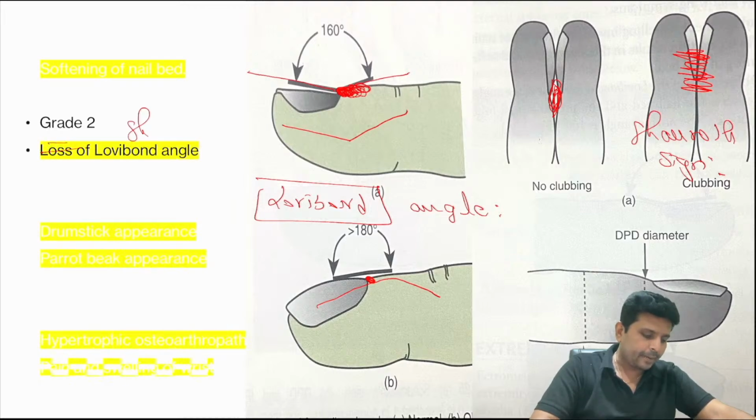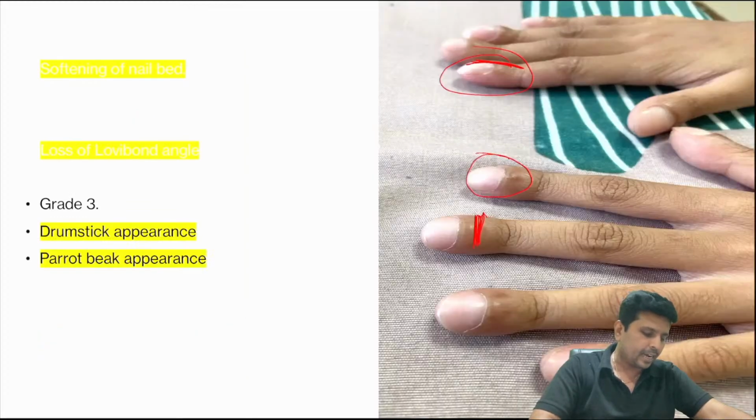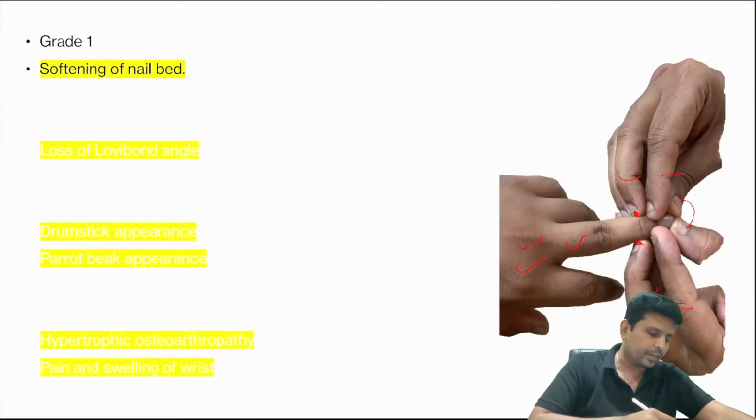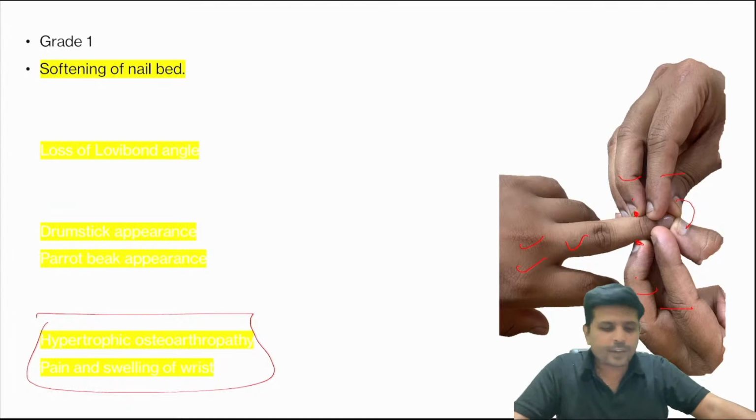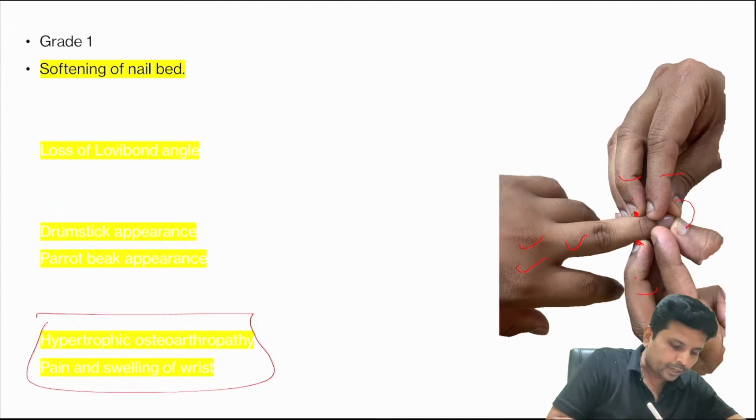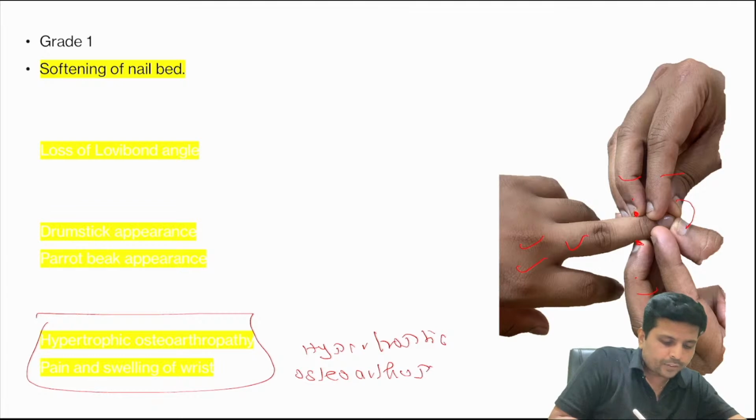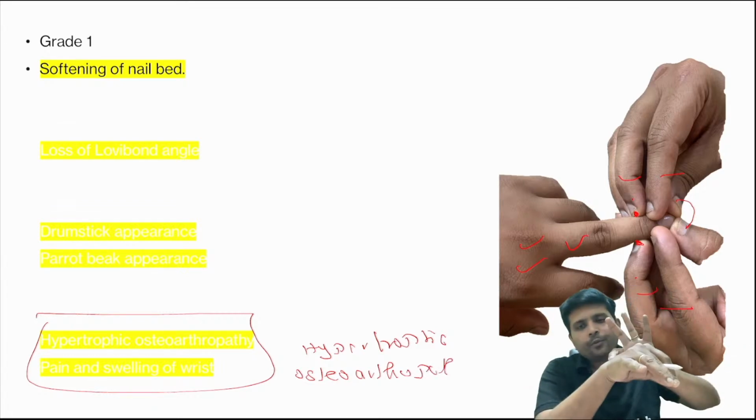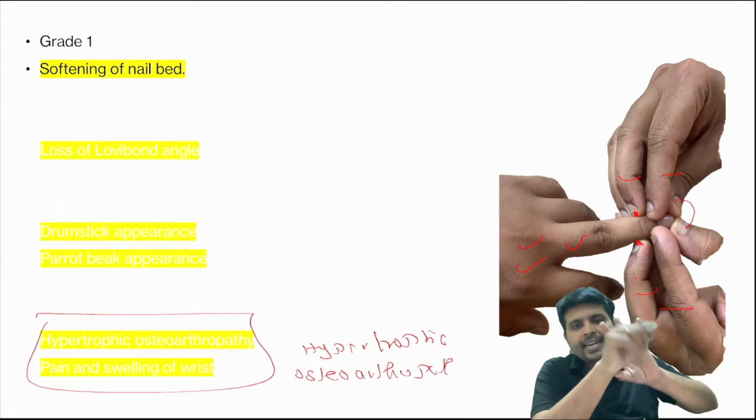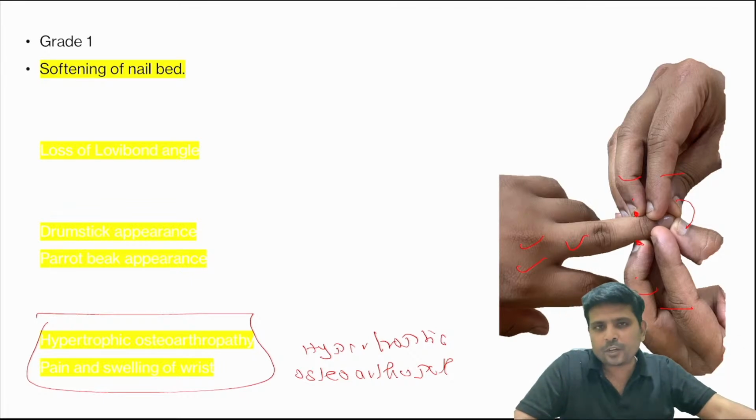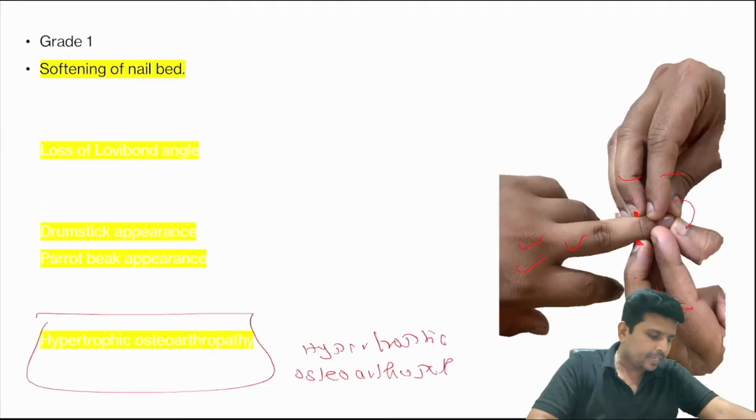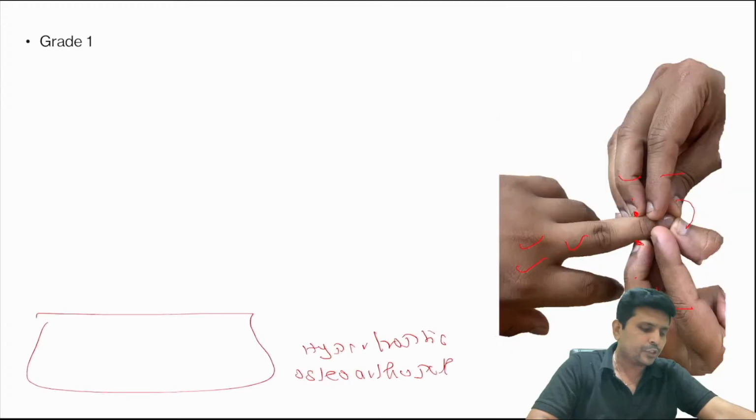Okay, and finally, what is the last one? The last one is called hypertrophic osteoarthropathy. So what will happen? The soft tissue will accumulate in the wrist joint, leading on to limitation of movements of the wrist joint.